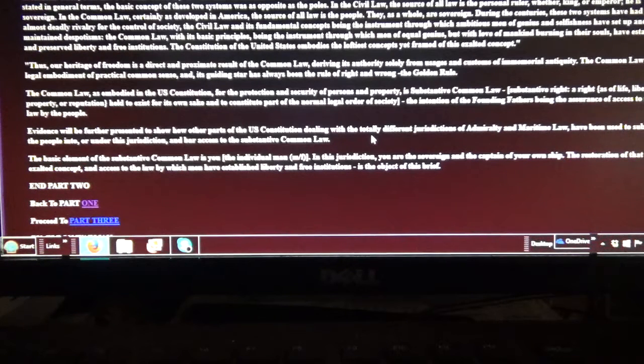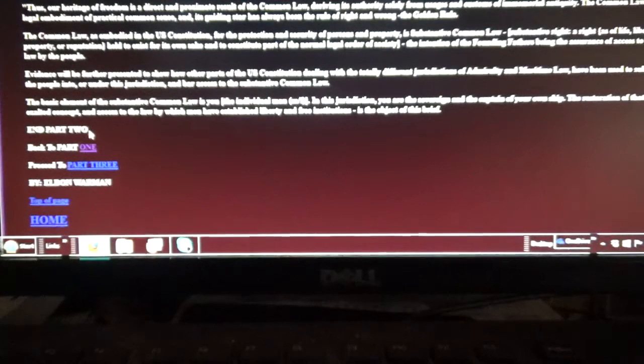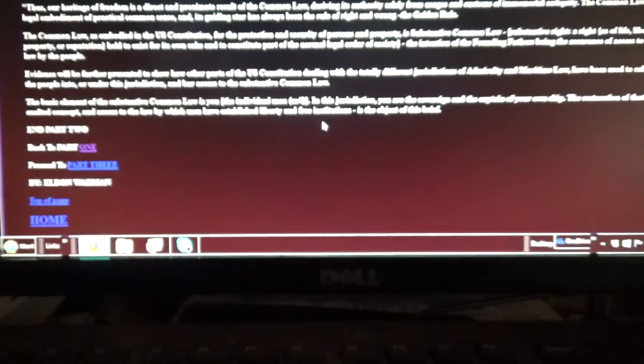Evidence will be further presented to show how other parts of the U.S. Constitution, dealing with totally different jurisdictions of admiralty and maritime law, had been used to subvert the people into or under this jurisdiction and bar access to the substantive common law. The basic element of the substantive common law is you, the individual man, male, female. In this jurisdiction, you are the sovereign and the captain of your own ship. The restoration of that exalted concept and access to the law by which men have established liberty and free institutions is the object of this brief.